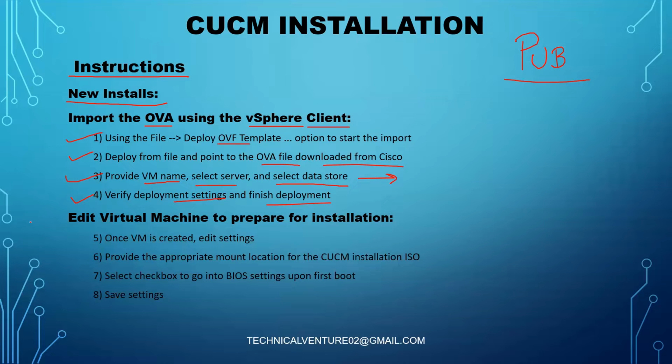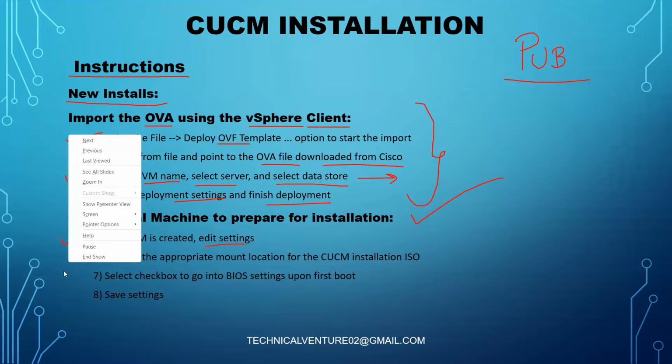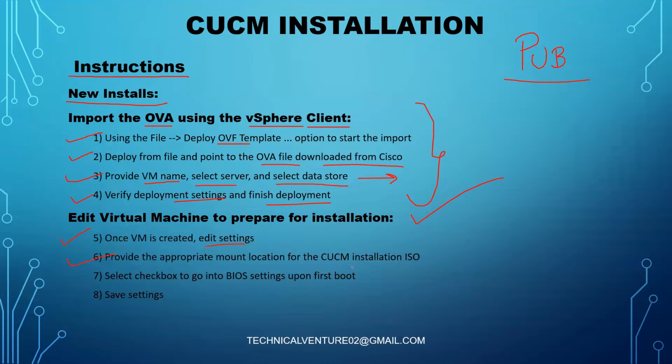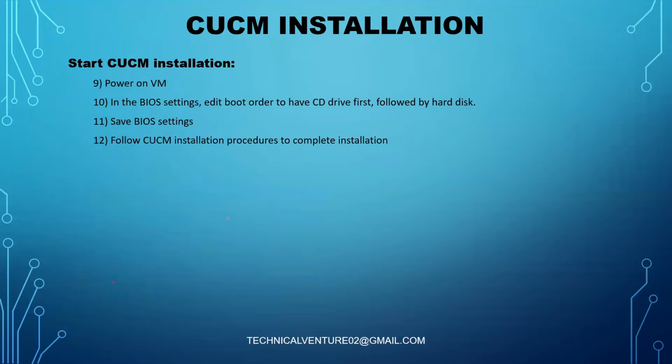Next step is to edit the virtual machine to prepare for installation. You need to do some settings. Once your VM is created, you need to go to settings, provide the appropriate mount location for the CUCM installation ISO file, and select the checkbox to go into BIOS setup. Then you can save the settings. This is for preparing the virtual machine.